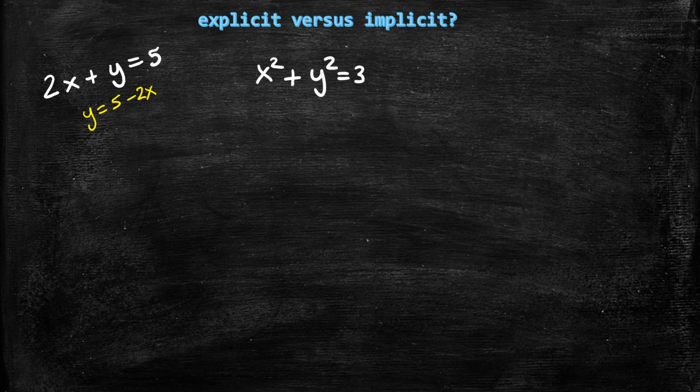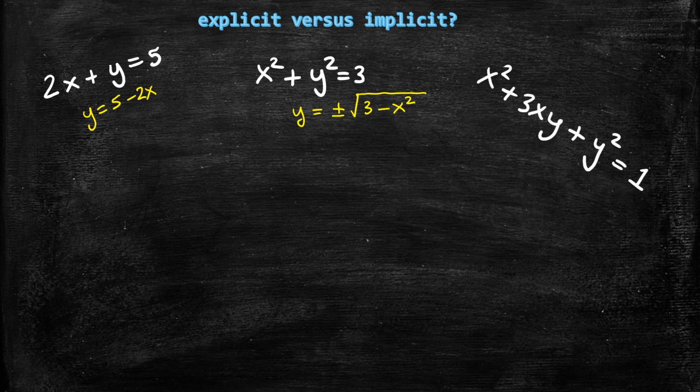But here, x squared plus y squared equals 3. That's the equation of a circle. And while you can isolate y, if you try this yourself, you would get the equation of the two semicircles that make the circle up. That's a little harder to take the derivative of, and keeping an implicit form would make more sense.